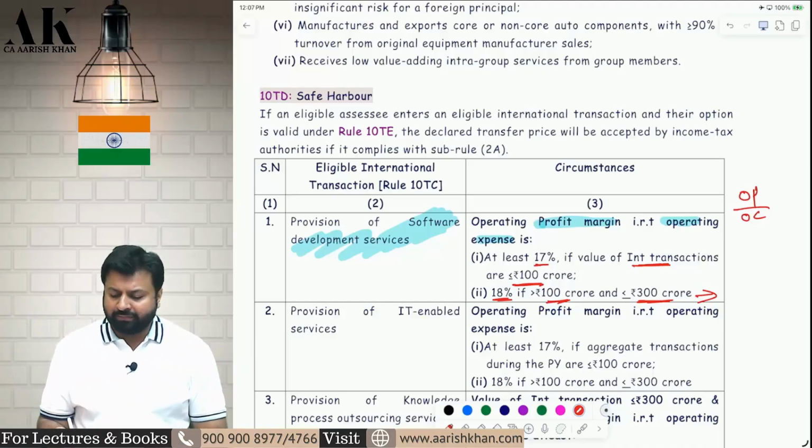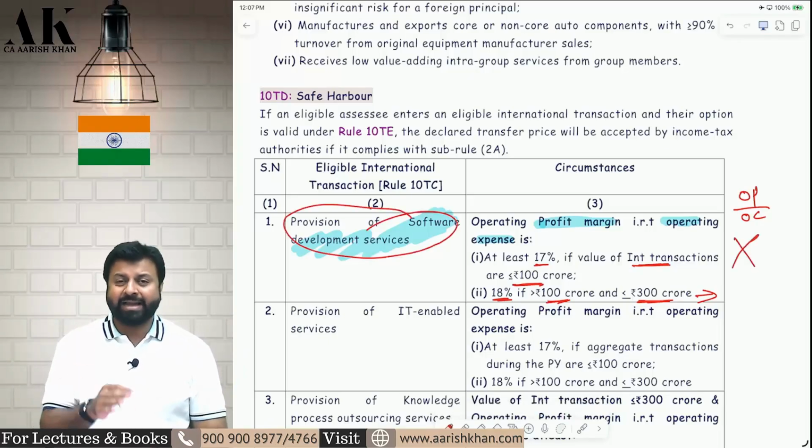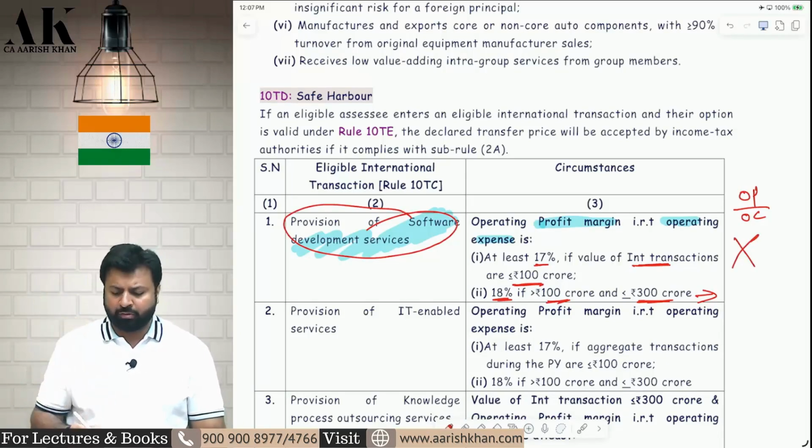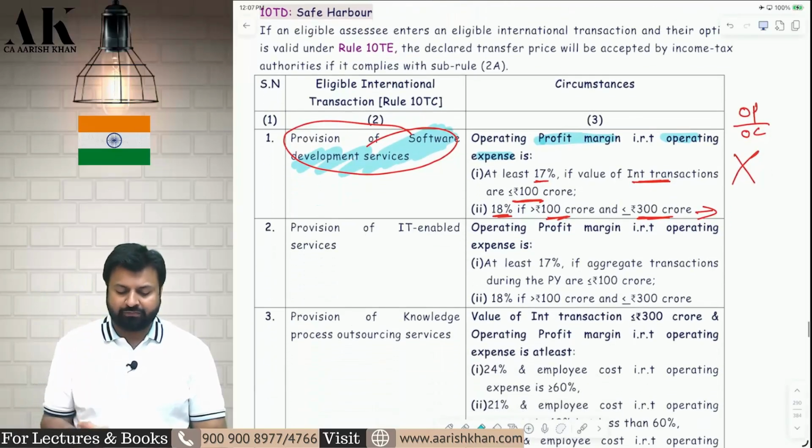Sir, what if the transaction value is more than 300 crore? Then also safe harbor rule is not applicable. In this case, maximum transaction value should be up to 300 crore. If the transaction value is more than 300 crore, safe harbor rule is not applicable. I hope it is clear to all of you.